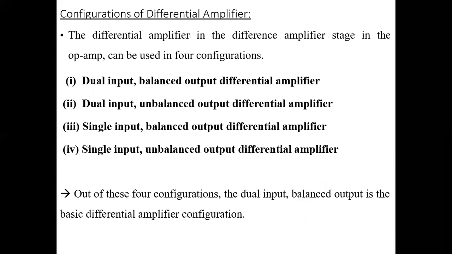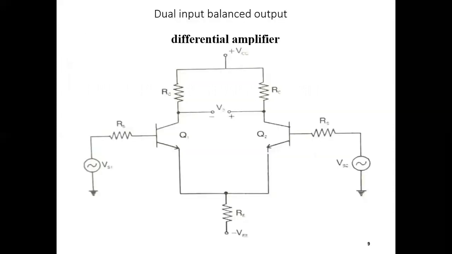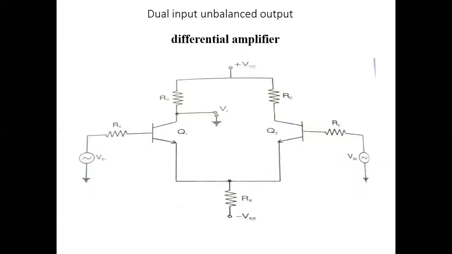These are the four different configurations of the differential amplifier: dual input balanced output, dual input unbalanced output, single input balanced output, and single input unbalanced output. Dual input balanced output: if you are giving different inputs to the different terminals, it is dual input. Balanced output means we are taking the output from both output ends of the two transistors.